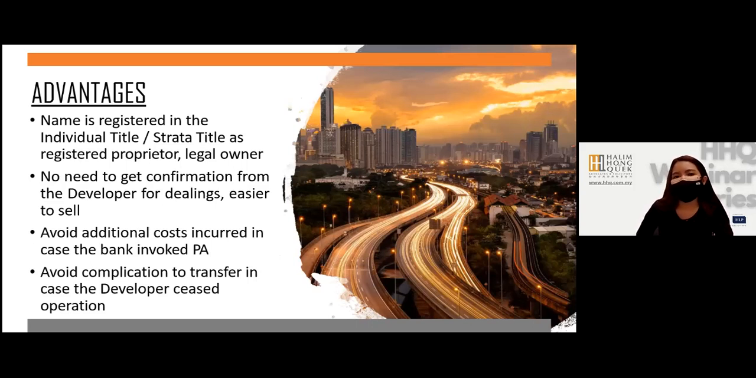So first, if you don't do the perfection of transfer, the strata title will be forever registered under the developer's name or the proprietor's name, and whatever you do, you will need to get confirmation from the registered owner stated on the title itself. Okay, if you do the perfection already, the property is perfected and registered under the purchaser's name, and you no longer need to get confirmation from the developer.